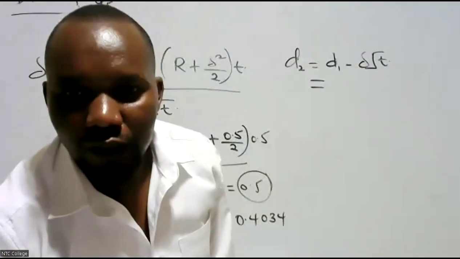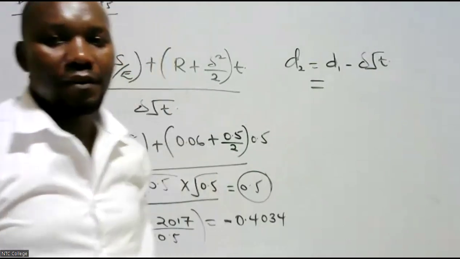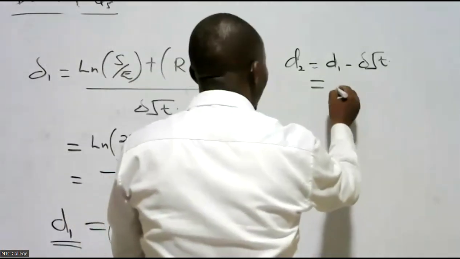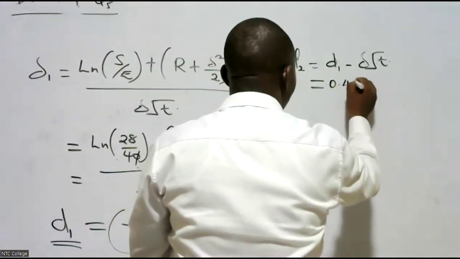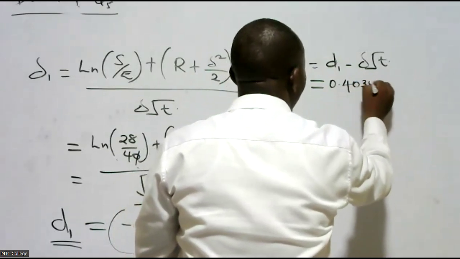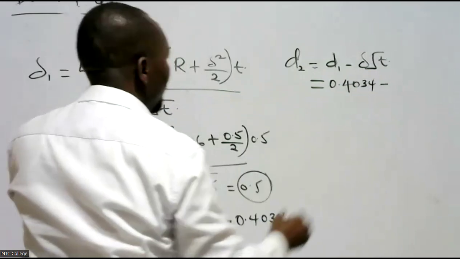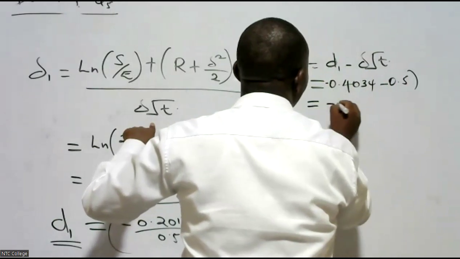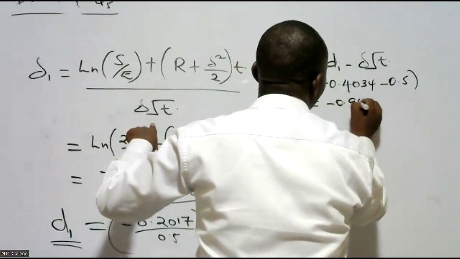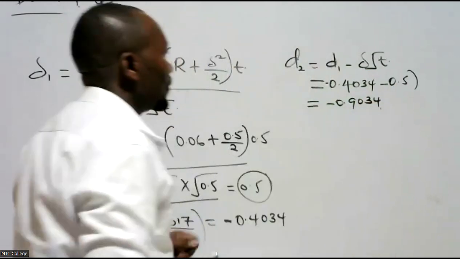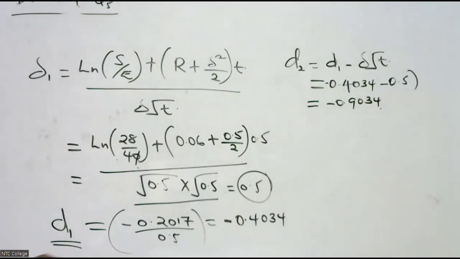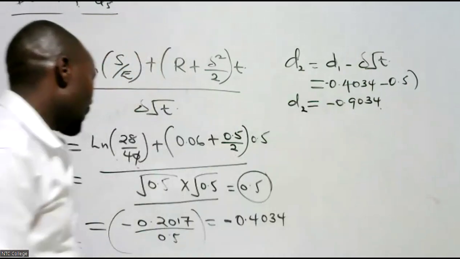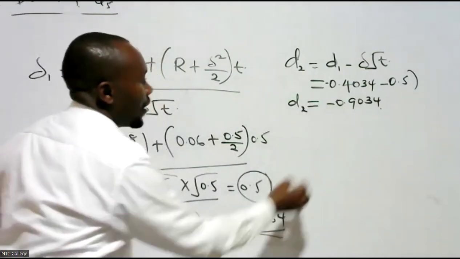Before we normalize, what are you getting there? Negative. That is a D1. Just have for me this figure. D1 is now this one: 0.4034 minus what we are having here, which is 0.5. So we are going to have negative 0.9034. So that is what we have as D2. I want you to ignore what I was trying to normalize first. Get for me D2 and D1. Are we all there?